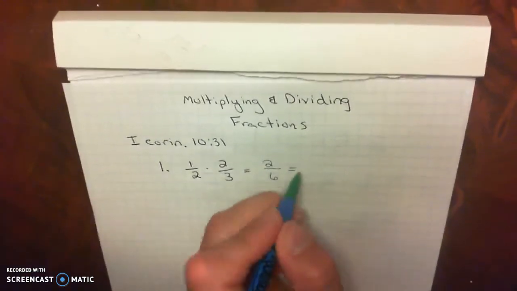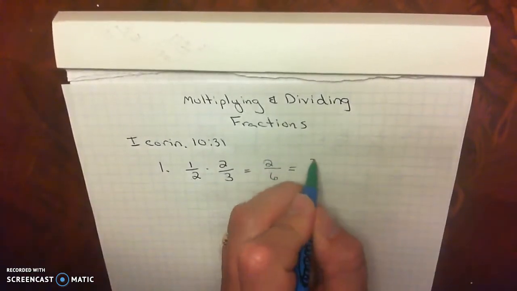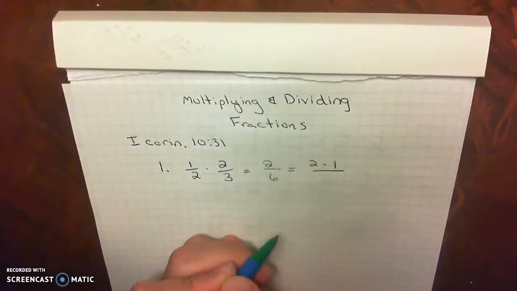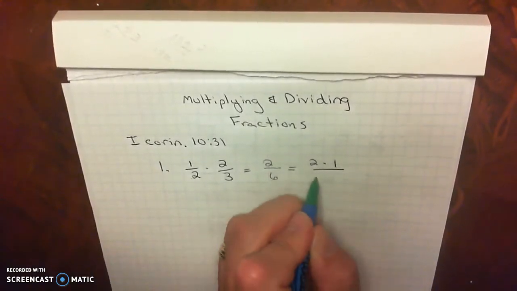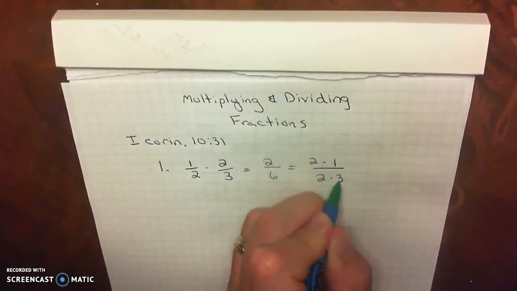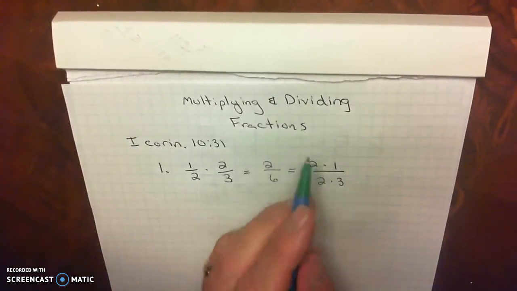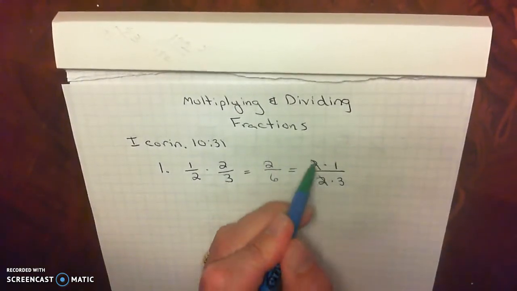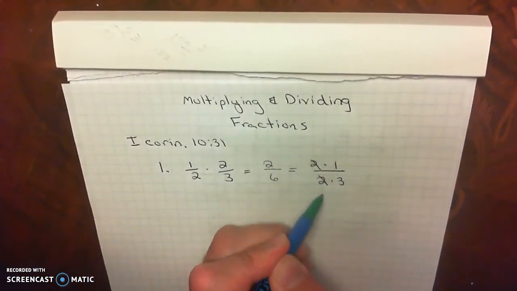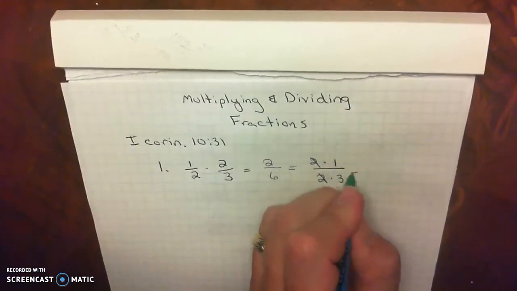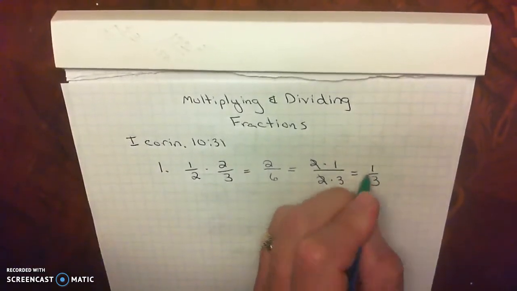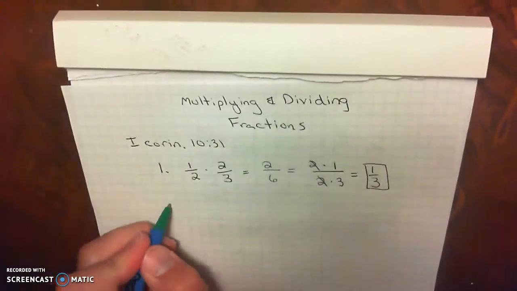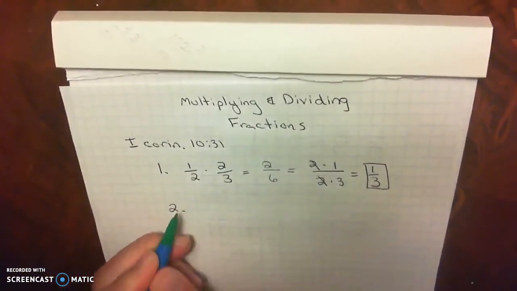So 2 times 1 is 2, and 2 times 3 is 6. And so when you divide here, 2 divided by 2, those cancel out because 2 divided by 2 is just 1. And so we end up with 1/3. And so that's how that magically happens. Let's take a look at number 2.